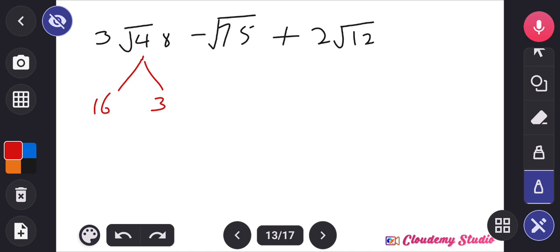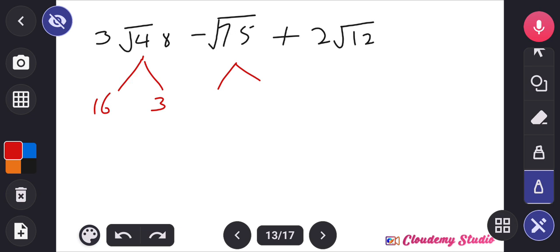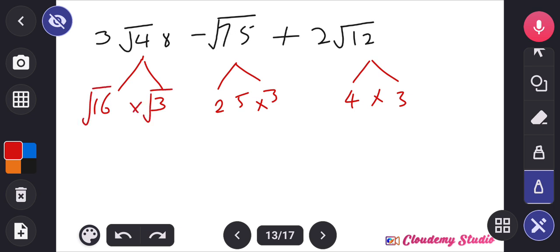You understand? Now for this one, I think I've done something like that here. That's 25 and 3. So this one, 25 multiplied by 3. And this one is 4 multiplied by 3. You understand? So what are you going to do? Just put the root here. You're going to have 3 here, and you're going to have 2 here, right? So I just write the whole equation. So what's the next thing I'm going to do? What is root 16 equals to? 4. So I'm left with what?